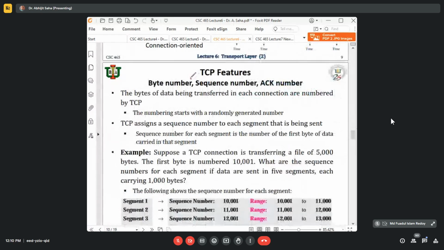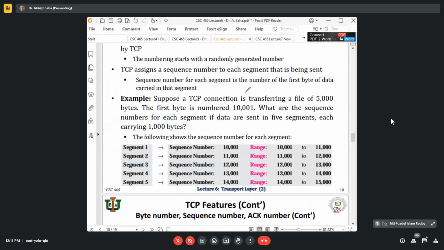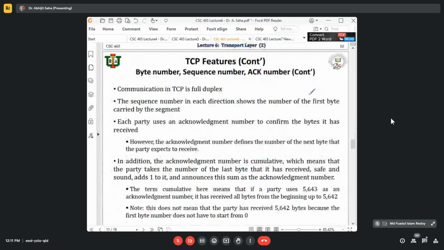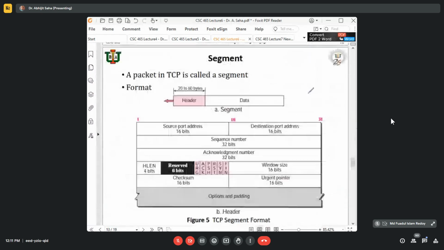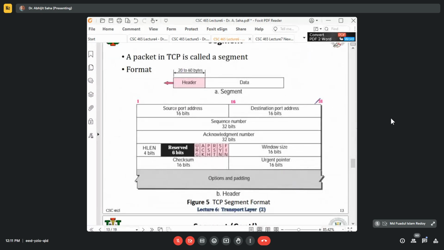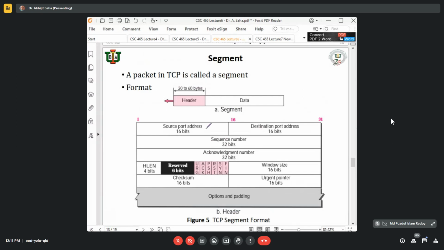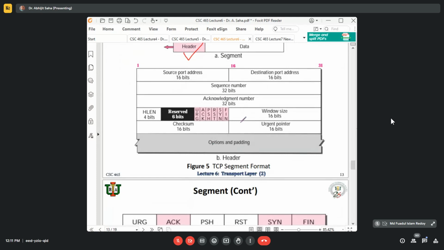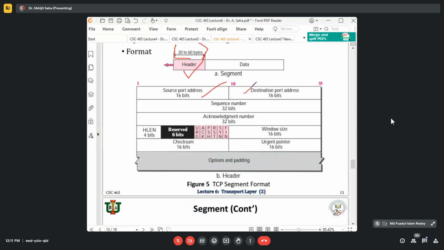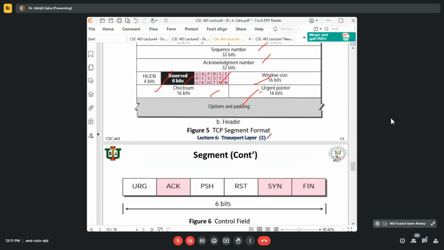And you should be very clear about these three keywords: the byte number, sequence number, and acknowledgement number, because you need them later to understand TCP connections. You should study these examples as well. And this is a very important thing: the TCP protocol message, we call it a segment. You should know that the header size is 20 to 60 bytes, and you should know all the fields available in the header, what the fields are, and the description of each field. Okay, so this is very important for you.